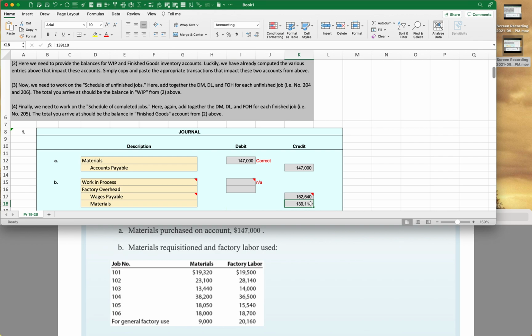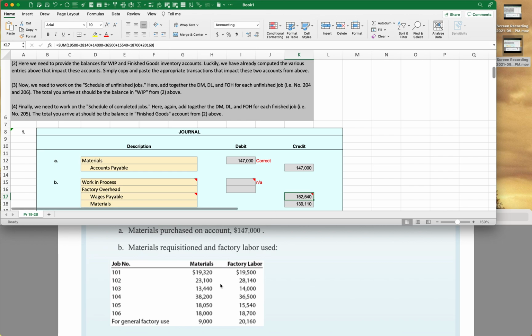I added up all of the materials and I reduced it. I reduced the inventory account called materials in the section of the balance sheet. And at the same time, I did the same thing for wages payable.